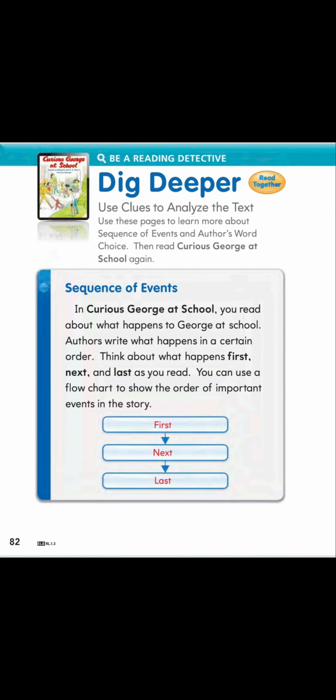Sequence of events. Now we read the story about Curious George. So what happens first in the story, then what happens, and what happens last? Think in your mind and write it in sequence form.